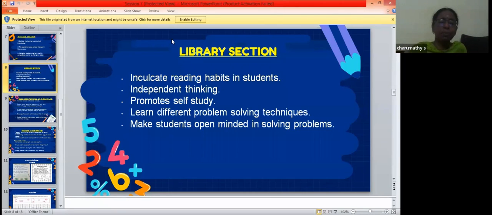Now, next one is promotes self-study. Once they develop an interest in reading those books, they develop self-study habits. Next time onwards, even if it is not a maths lab period, during their free periods, lunch and break, they visit the maths lab to explore different books. Next is learning different problem-solving techniques. When they study those books, they arrive at different techniques.